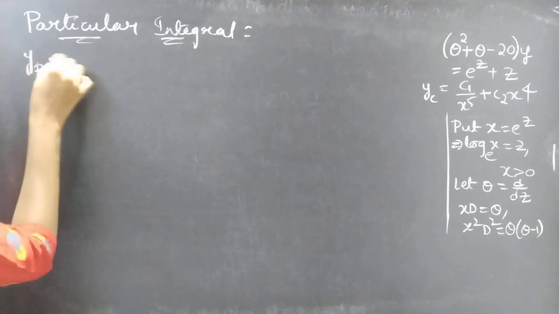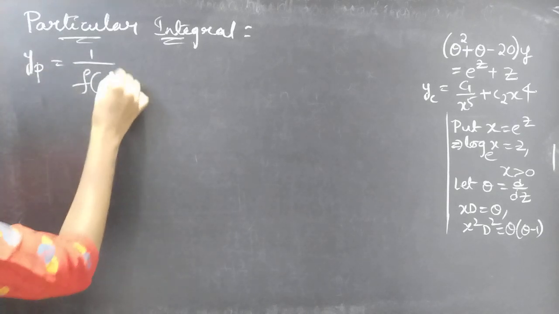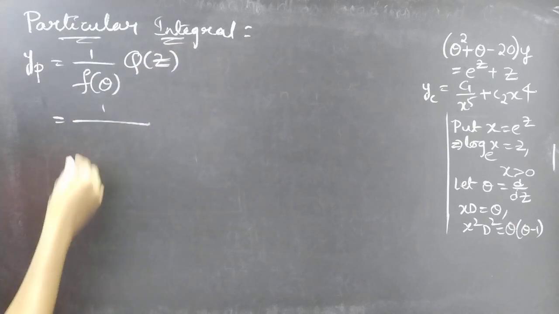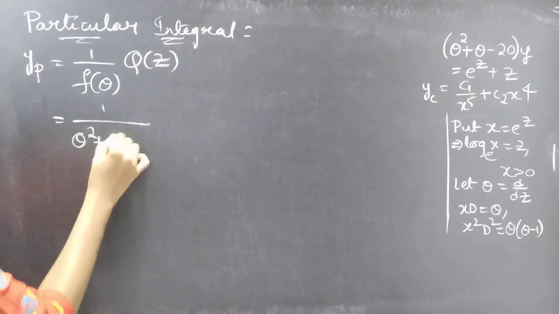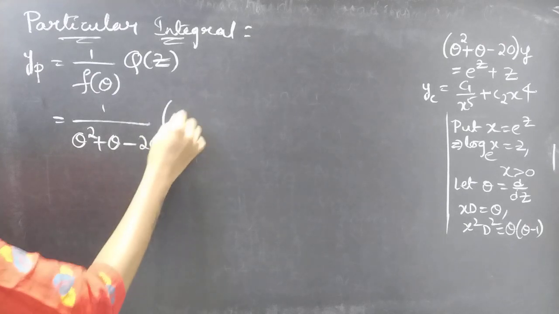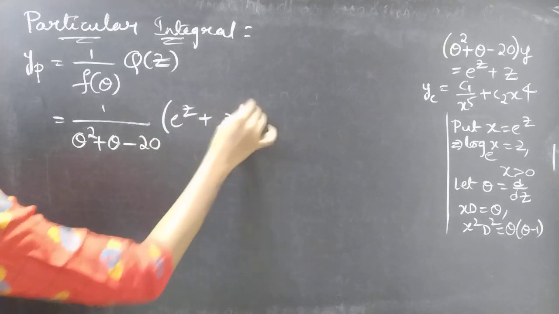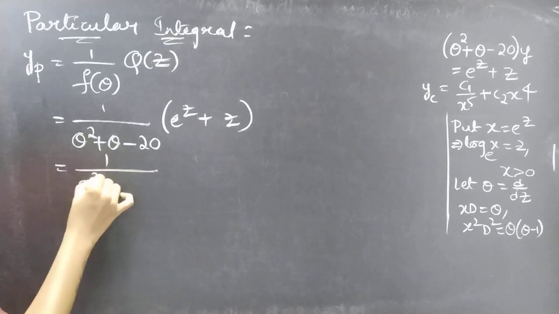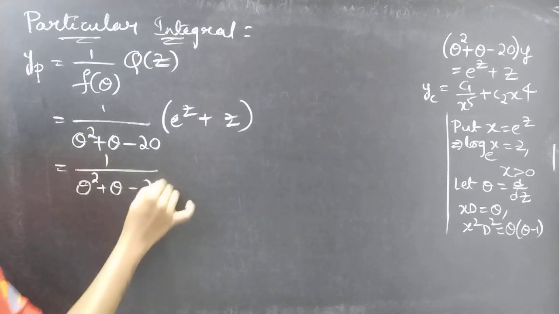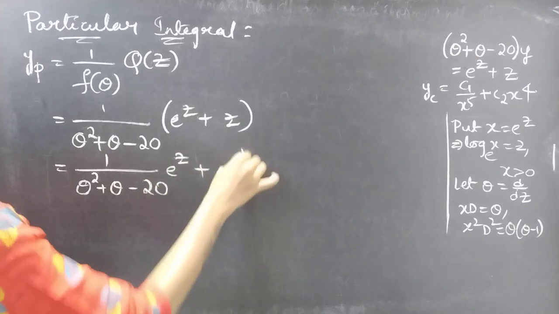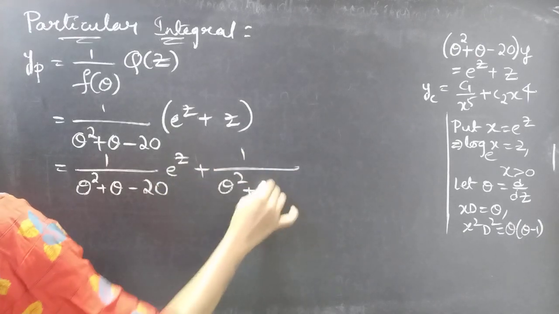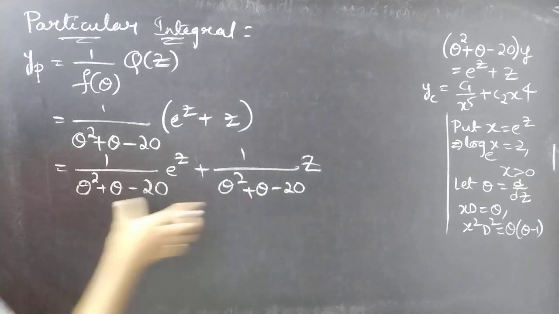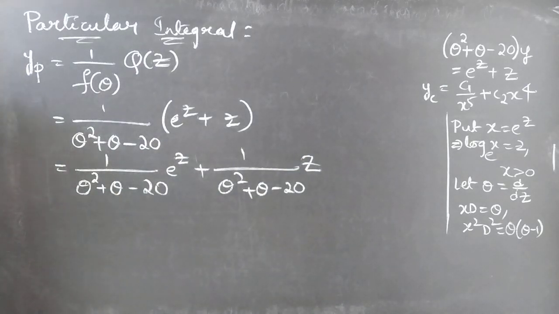We'll find yp using 1 by f of theta into q of z. This is equal to 1 by f of theta. We have theta square plus theta minus 20 and q of z is e power z plus z. We can write this as 1 by theta square plus theta minus 20 into e power z plus 1 by f of theta, theta square plus theta minus 20 into z. Now we can find each term separately for our convenience.